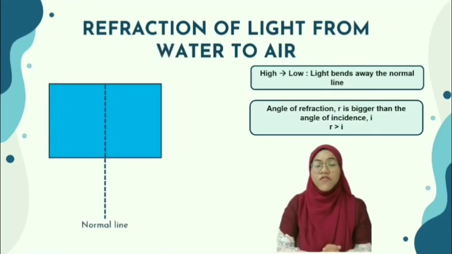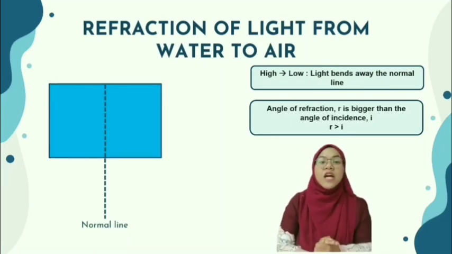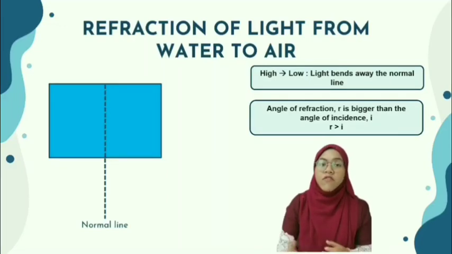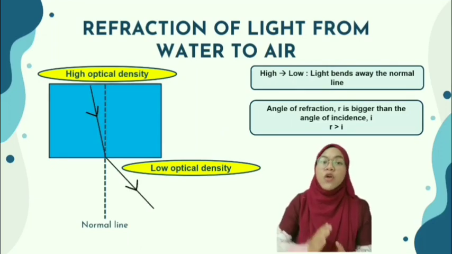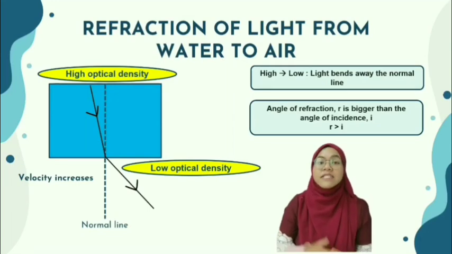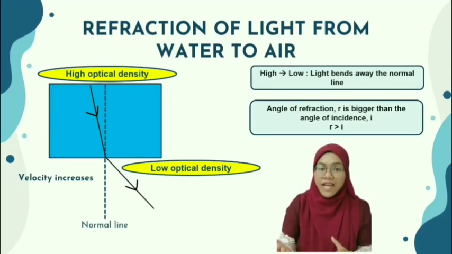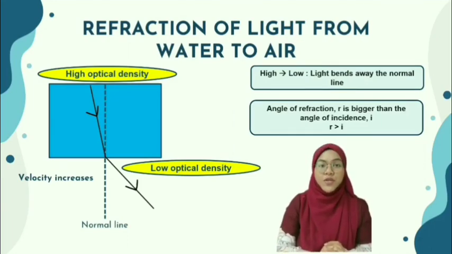Let's do it together for the second situation, which is the refraction of light from water to air. Okay, students? When light travels from a medium of high optical density to a medium of low optical density, light rays bend away from the normal line. This is because the velocity of light increases when light travels from water to air. Due to this, the angle of refraction R is bigger than the angle of incidence I.